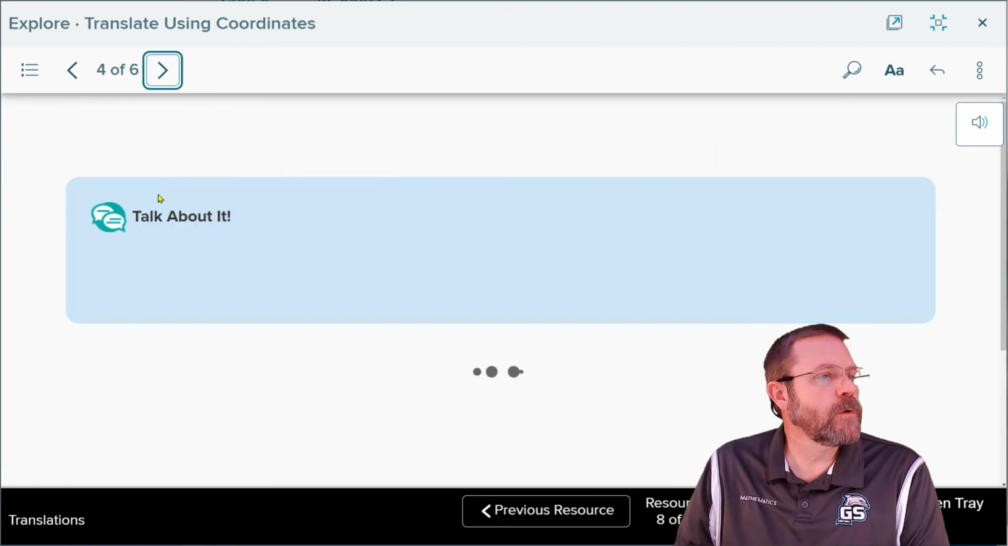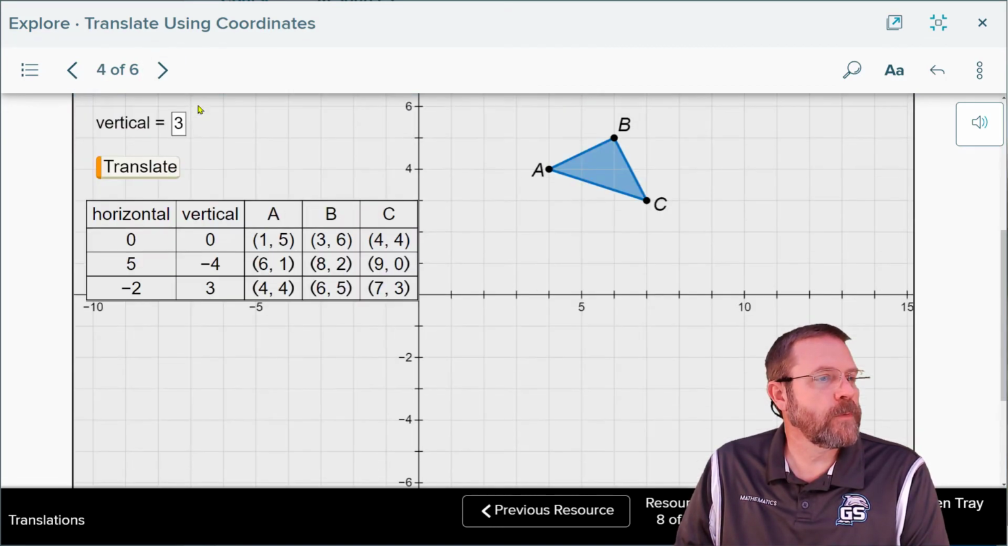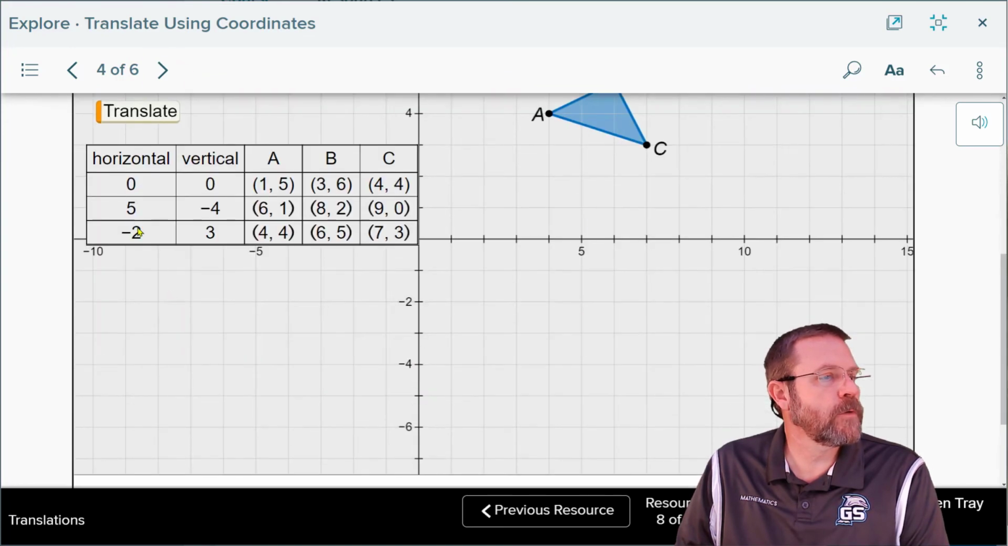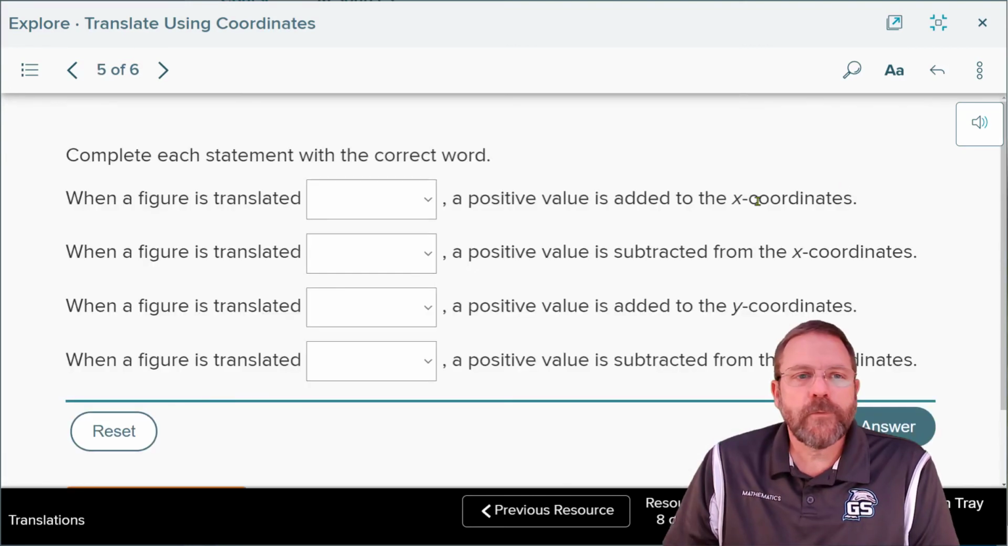Let's do another one of those and see what happens. This time, no, I think we're actually pretty good there, because you can see that each translation, for this one, your X change is going to be a +5. Your change in Y is going to be a -4. Your change in X on the next row, -2. Your change in Y is going to be a 3. And I think that's going to lead into what they're going to share with us next. So let's fill in these blanks.